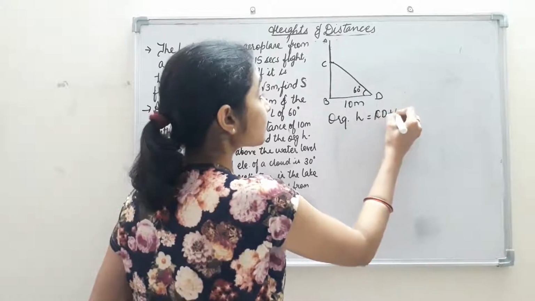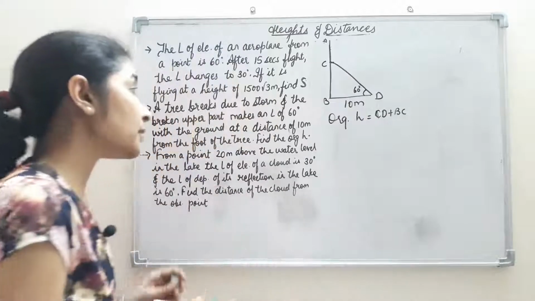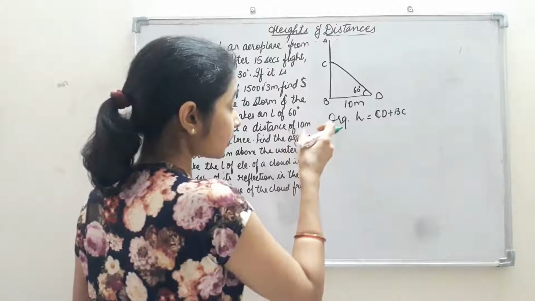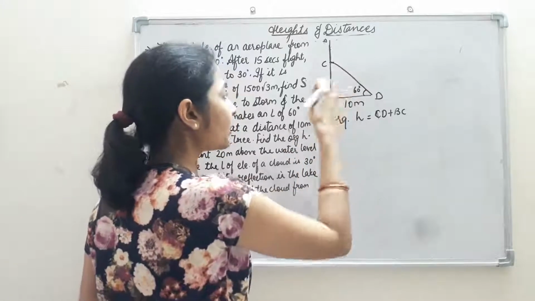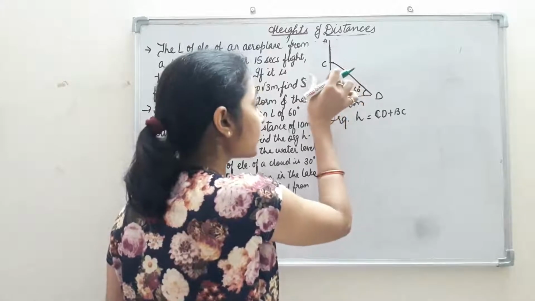CD plus BC. That means we are supposed to find both CD as well as BC. So the triangle is the same. So first, starting with this, finding out any one. We can find any one of these. Now let us take this. We need to find this standing height.